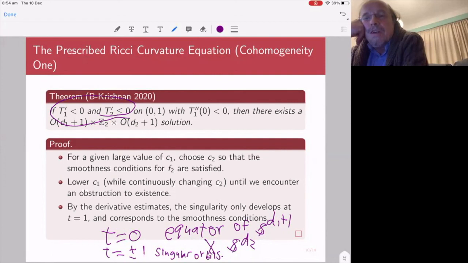I see. So there are further conditions on T, but just because they're smooth. I get it. Okay. Are there other questions?